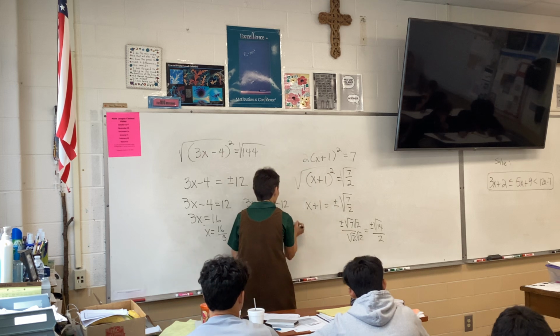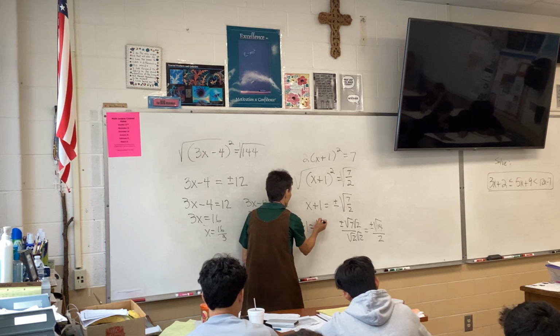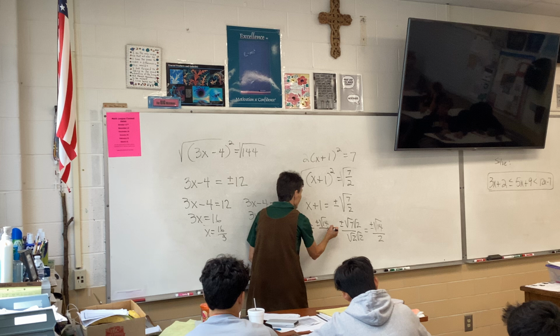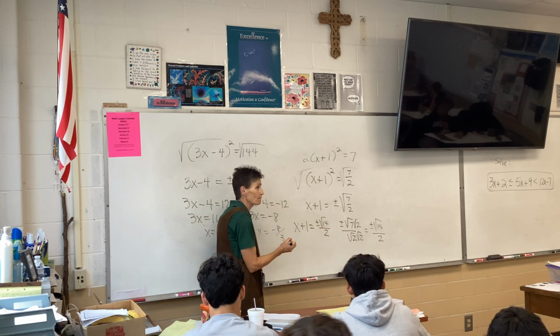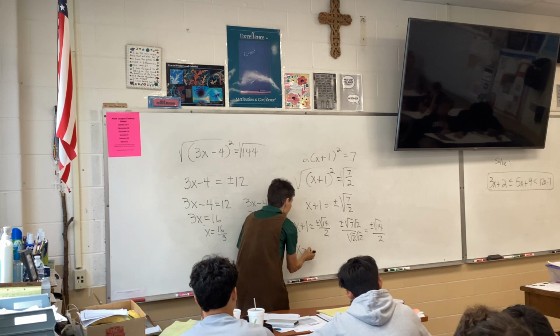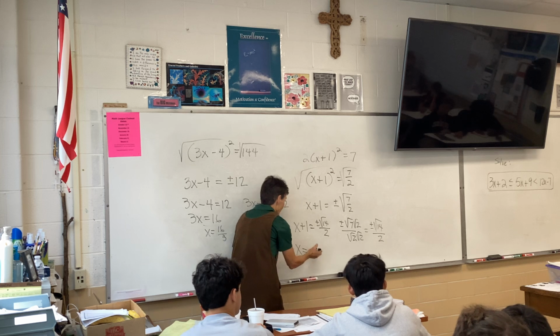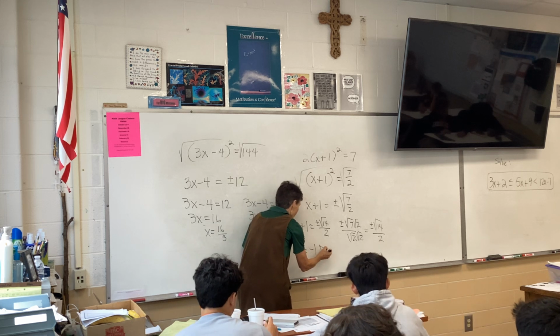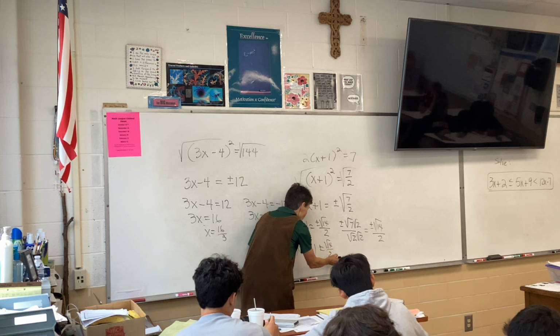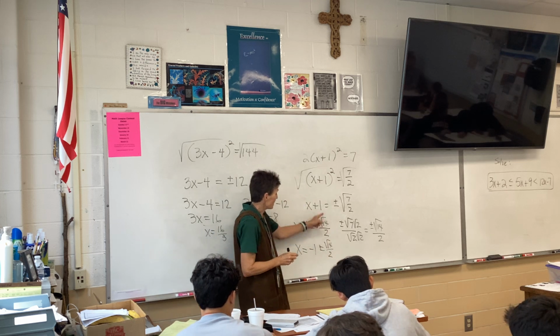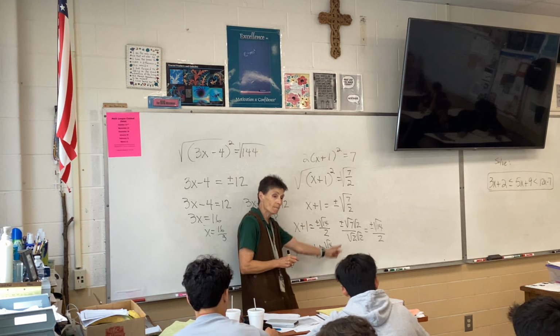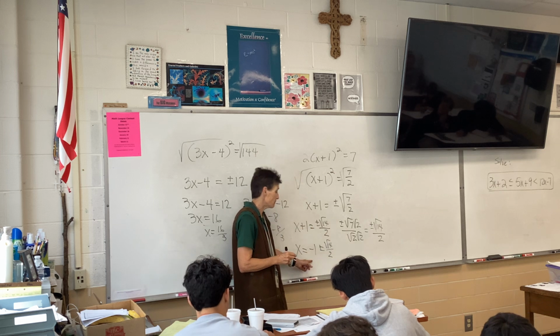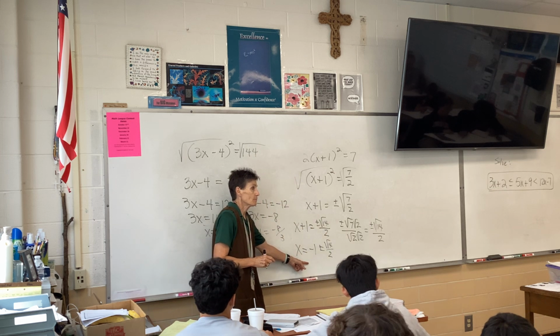So x plus 1 equals plus or minus root 14 over 2. So x equals negative 1 plus or minus root 14 over 2, or plus or minus root 14 over 2 minus 1. That's going to be your answer.